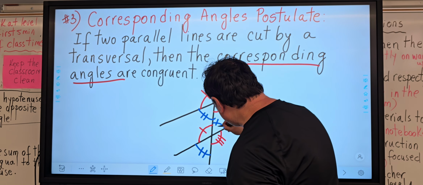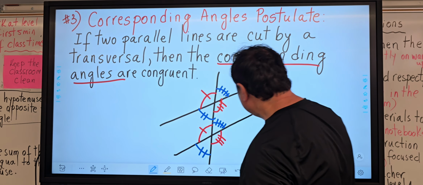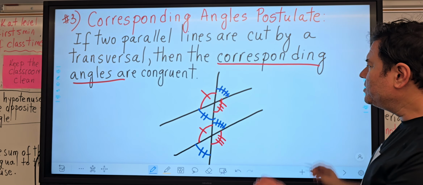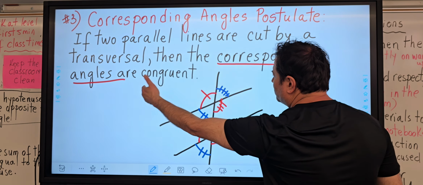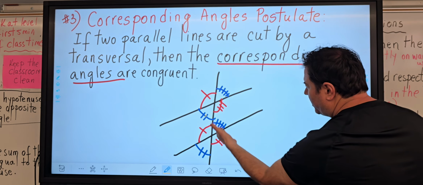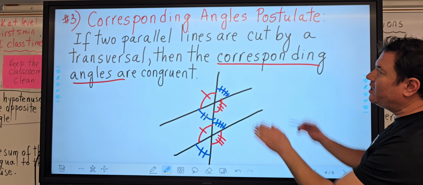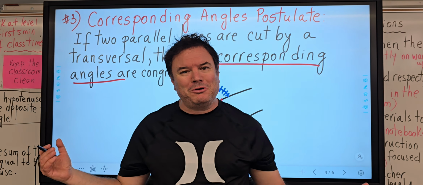This angle, let's put 4 lines. And this angle, they put 4 lines through the angles. They are congruent. So these are called corresponding angles, right? Corresponding angles postulate: these angles are congruent.